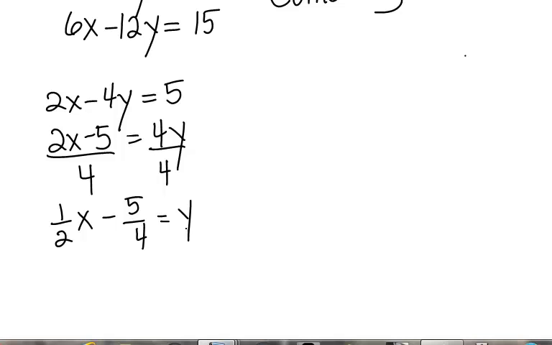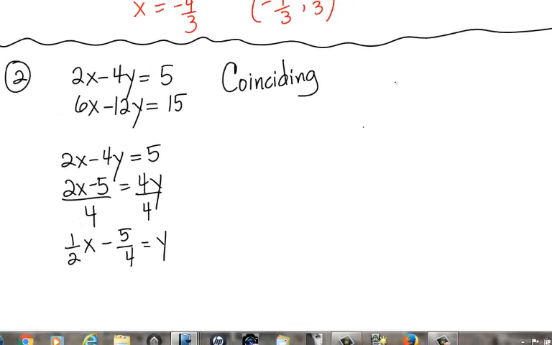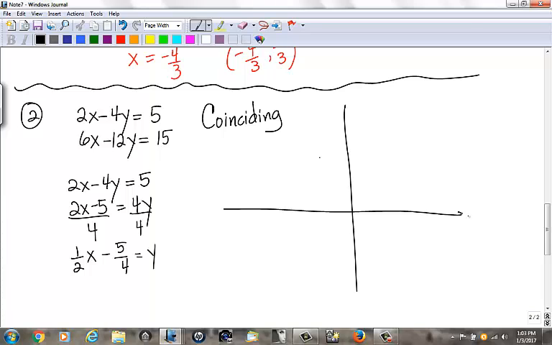Okay? Now, don't let the fractions scare you off. If they said do this graphically, you do the negative 5 fourths first. So it crosses at negative 4 fourths would be negative 1. So it's a little bit more than that, so it's going to cross a little bit below negative 1, negative 5 fourths. The slope, remember, is rise over run.